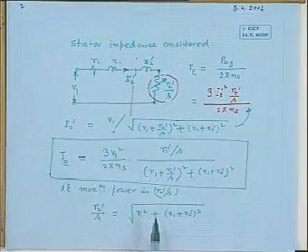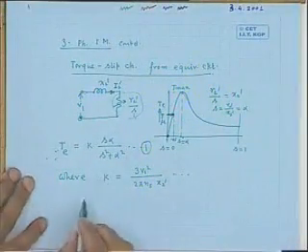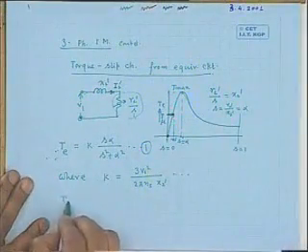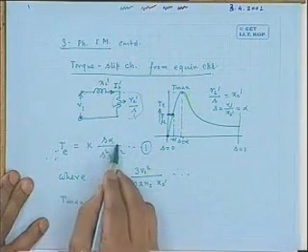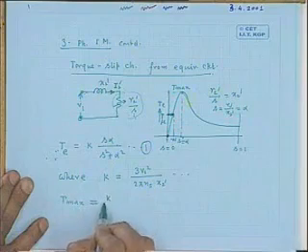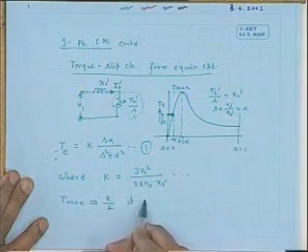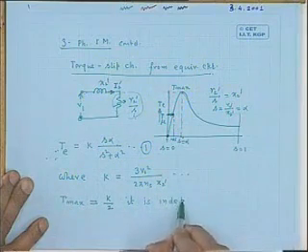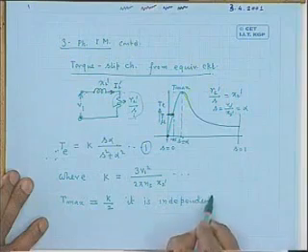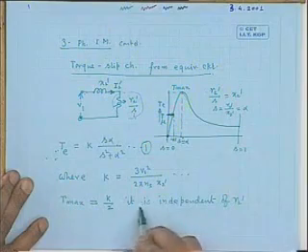The maximum value of torque does not depend on R2 dashed, which was also true in the earlier case. The value of slip at which maximum torque occurs here, the value of maximum torque here will be how much? T max in this case, put S equal to alpha, how much will it be? K by 2. And it is independent of R2 dashed.